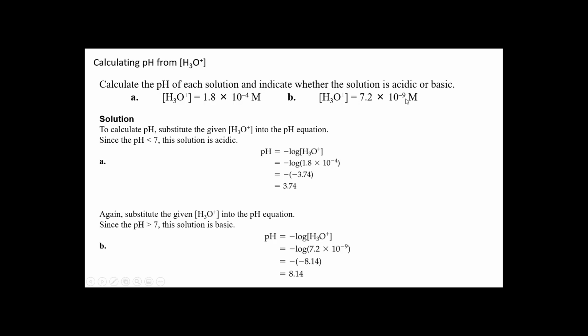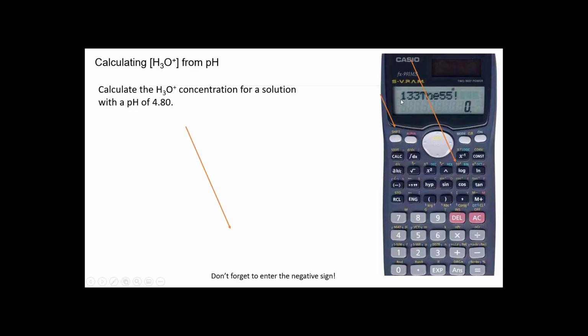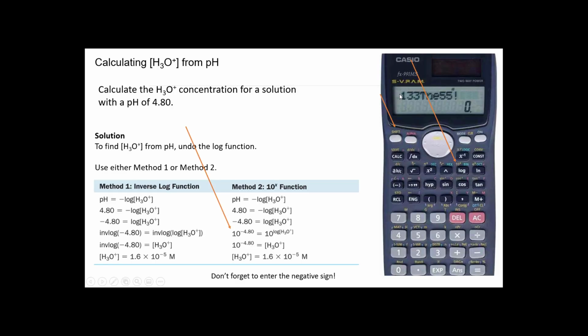Okay, let's take a look at the next one. We plug in the concentration. Our pH is 8.14. It is above 7, so this is a basic solution. But also, just looking at the exponents here, you can tell that this is going to be a basic solution.